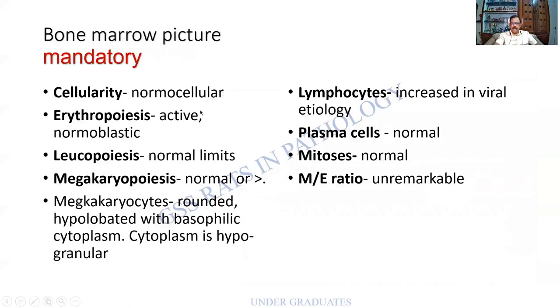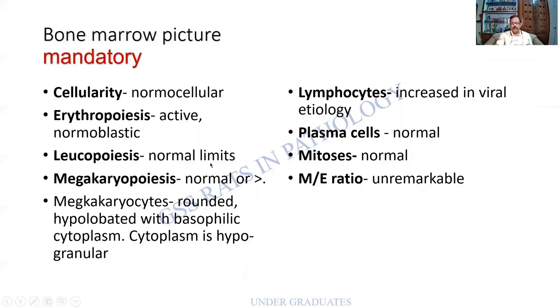Bone marrow is mandatory for the diagnosis. Cellularity is normal because all the other cells are normal. Erythropoiesis is active. Leukopoiesis is normal. But when it comes to megakaryopoiesis, a lot of platelets are destroyed. Therefore, more megakaryocytes are being produced. They are immature. They are rounded, hypolobulated with a basophilic cytoplasm. And the cytoplasm does not have many granules, it is hypogranular.